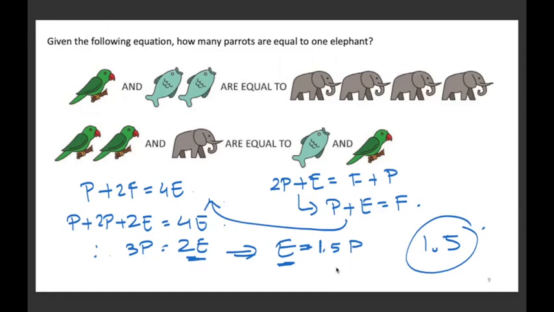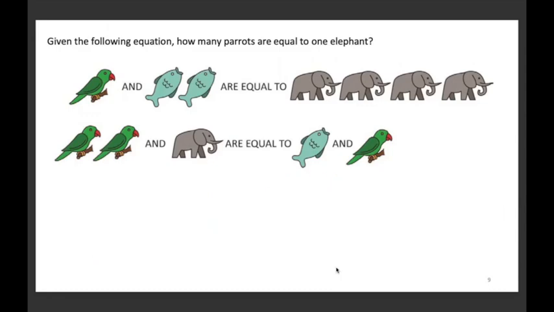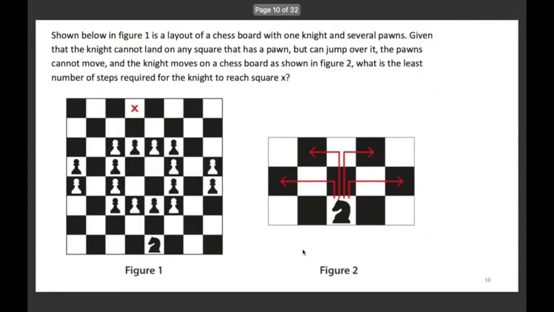Okay, we'll move to the next one. Shown below in figure 1 is the layout of a chessboard with one knight and several pawns. Given that the knight cannot land on any square that has a pawn, but can jump over it. You cannot land on the pawns, but you can jump over them. These are pawns. You can jump over the pawns.